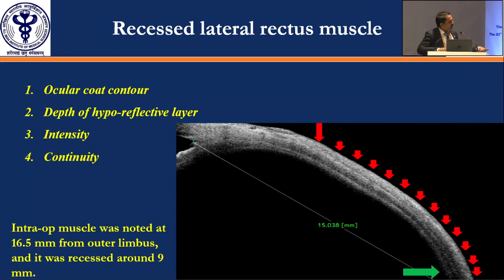This is the lateral rectus muscle. Again, we are not able to see the hyperreflective layer till here. So this is probably the original insertion and the muscle has been sent back. This is a recessed lateral rectus muscle.